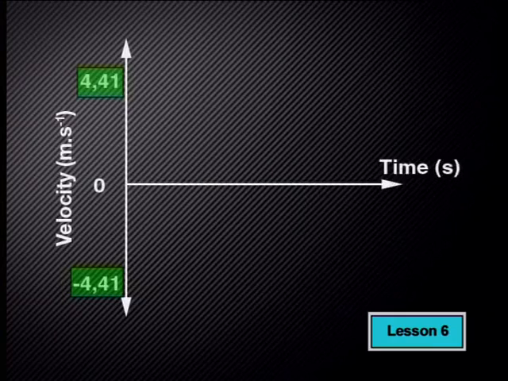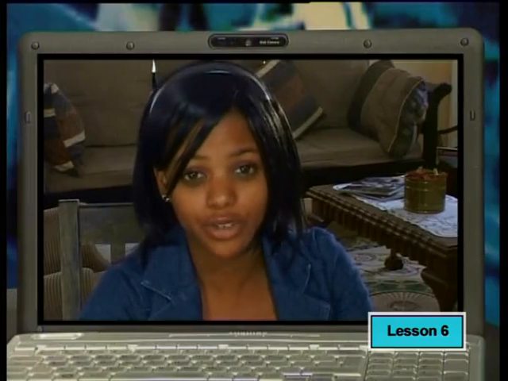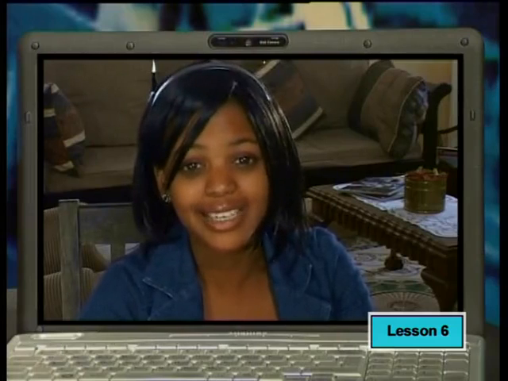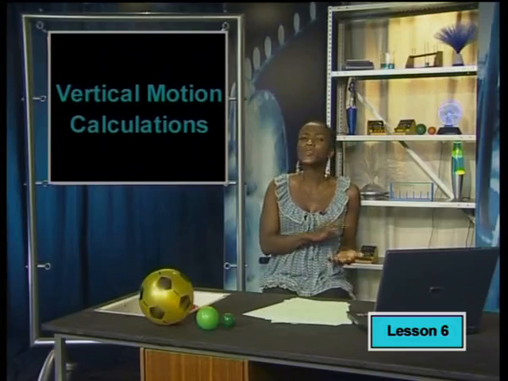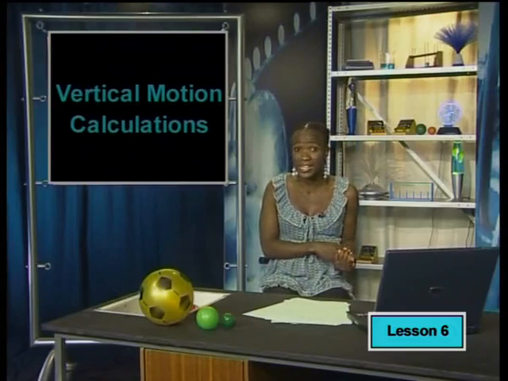Why is the second value negative? I think it's because the child moved in the opposite direction. What I mean is that when the child returns to the trampoline surface, she is moving in the opposite direction to her starting direction. Absolutely correct. Now we can finish the graph.